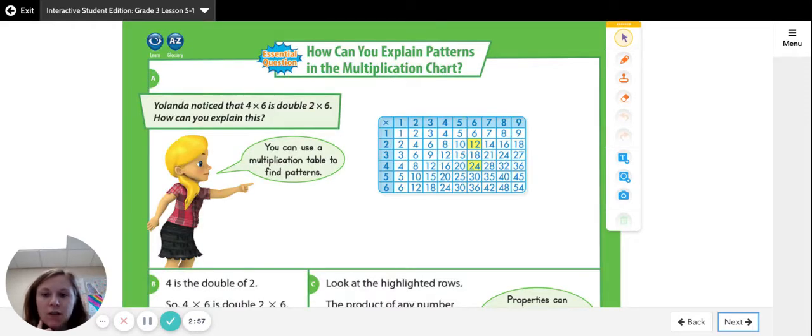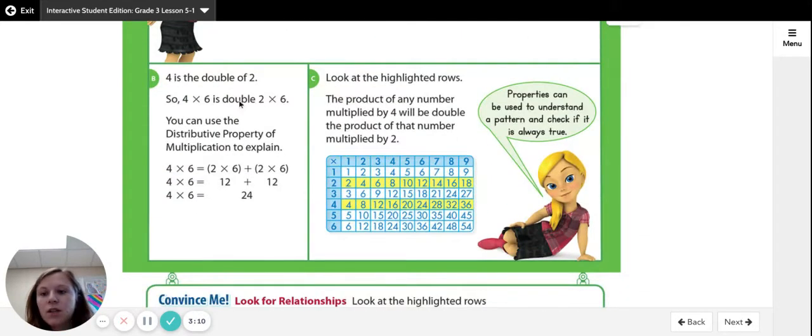We're going to look at another example. Yolanda noticed that 4 times 6 is double 2 times 6. How can you explain this? So I see 6 times 2 is 12, 6 times 4 is 24, and I know 12 plus 12 is 24. 4 is double of 2. So 4 times 6 is double of 2 times 6. We can think of 4 groups of 6 versus 2 groups of 6. We can think of the distributive property of multiplication to explain. So we know 2 times 6 is 12, so 12 plus 12 is 24.